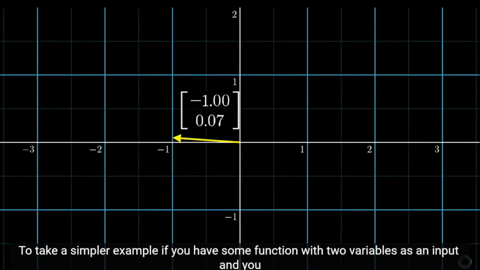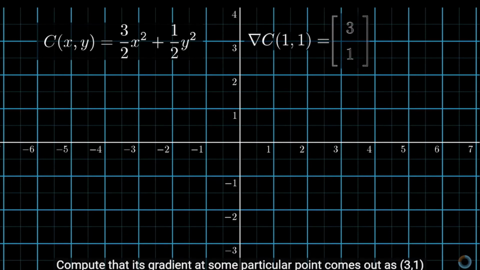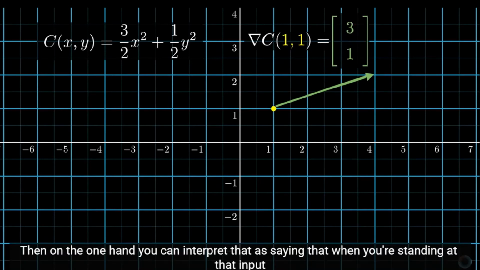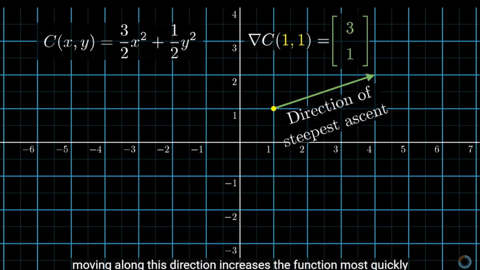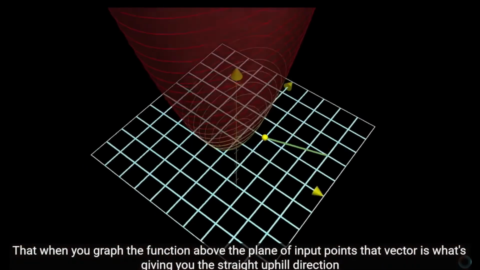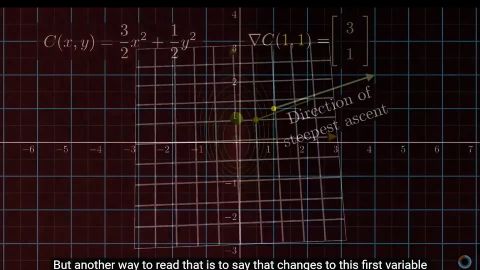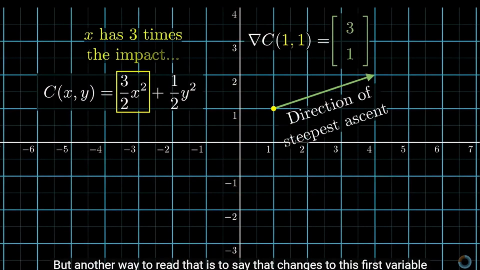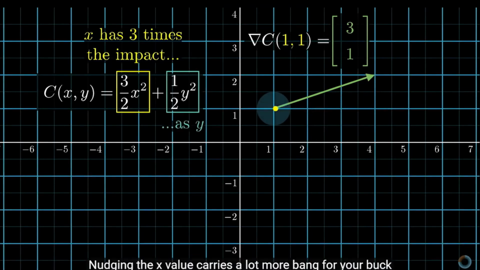To take a simpler example, if you have some function with 2 variables as an input, and you compute that its gradient at some particular point comes out as 3, 1, then on the one hand, you can interpret that as saying that when you're standing at that input, moving along this direction increases the function most quickly. That when you graph the function above the plane of input points, that vector is what's giving you the straight uphill direction. But another way to read that is to say that changes to this first variable have 3 times the importance as changes to the second variable. That, at least in the neighborhood of the relevant input, nudging the x value carries a lot more bang for your buck.